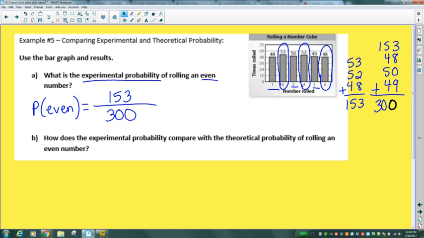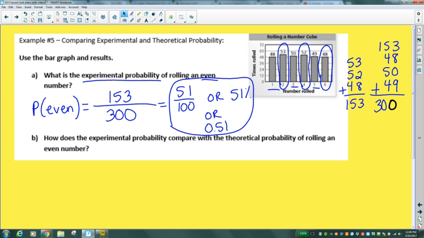Okay, now I can keep it as written as this. I can simplify it, which can be written as 51 over 100, dividing both 153 and 300 by 3. Or I could write it as a percentage of 51%. Or you could write it as a decimal of 0.51. Any of those would be the probability, the experimental probability that I rolled an even number. Typically, people are going to write it as a fraction or a percentage. You don't see it as often as a decimal, but you can write it that way.